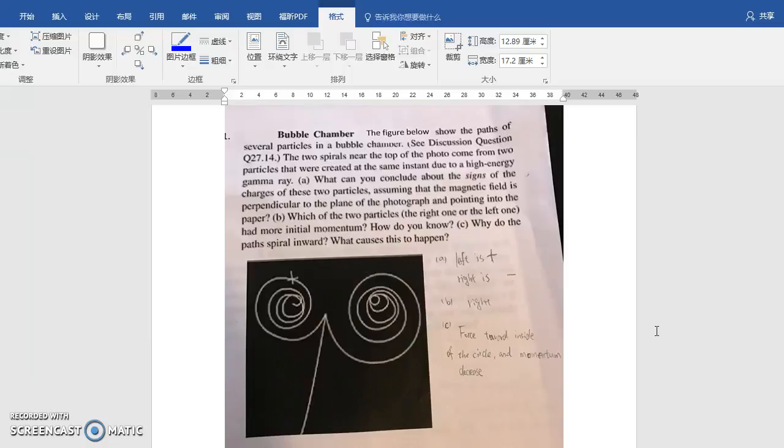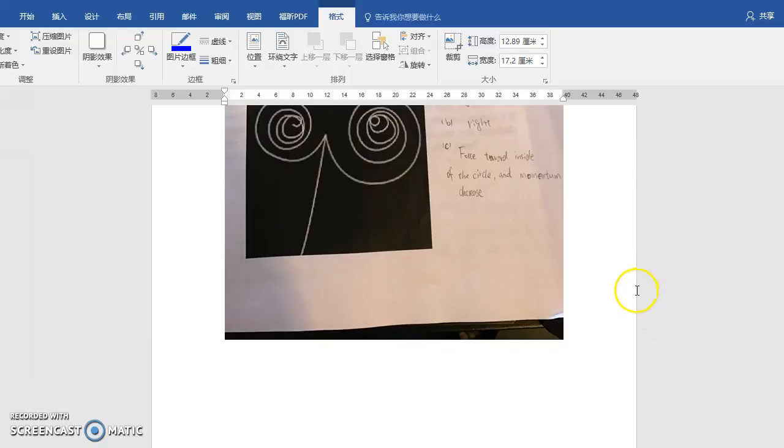And question B, I think the right one has more initial momentum because the circle of it is bigger. And C, why do the paths spiral inward? I think because the momentum is decreased, and there is also an electric force, an electric field towards the inside, so it makes the particles go straight forward, and make the spiral inward.